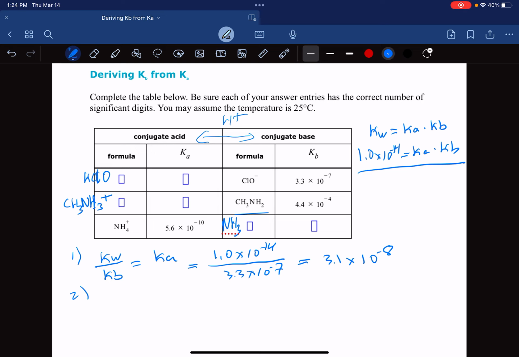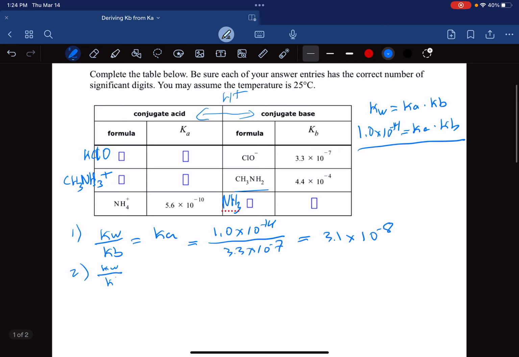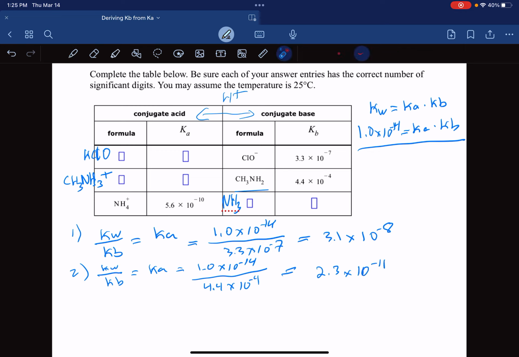Then for the second row, also another Kw divided by Kb. We're going to make that equal to our Ka. And again, we're going to go 1.0 times 10 to the negative 14. But in this case right now, we have 4.4 times 10 to the negative 4. And so you can see that these are just literally plug and chug. Plug the numbers into our equation and then chug it out on our calculators. Having done this already off screen, that's 2.3 times 10 to the negative 11, and that's going to go in this spot right here.